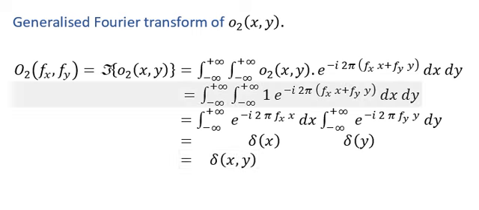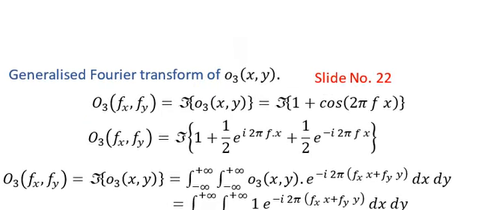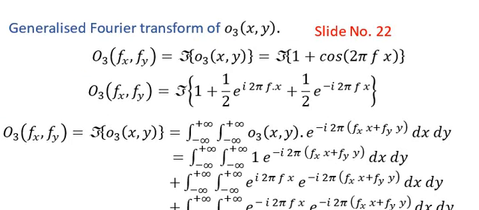So it means that if you take the Fourier transform of a plane wave, then you will get a point source at the location x equal to 0, y equal to 0. Now let's compute the generalized Fourier transform of the function O3.